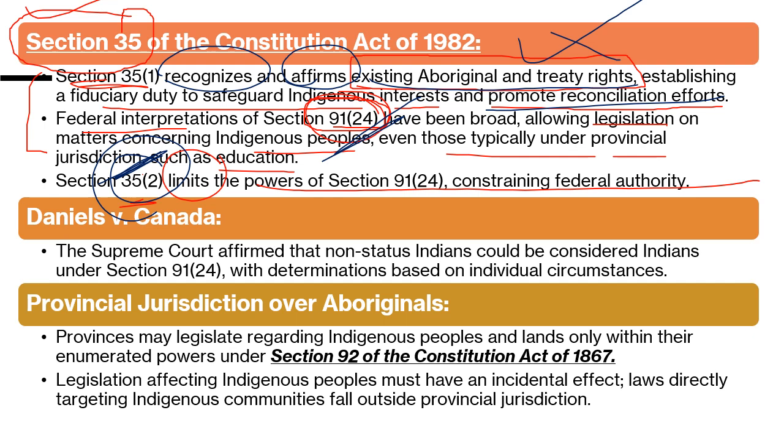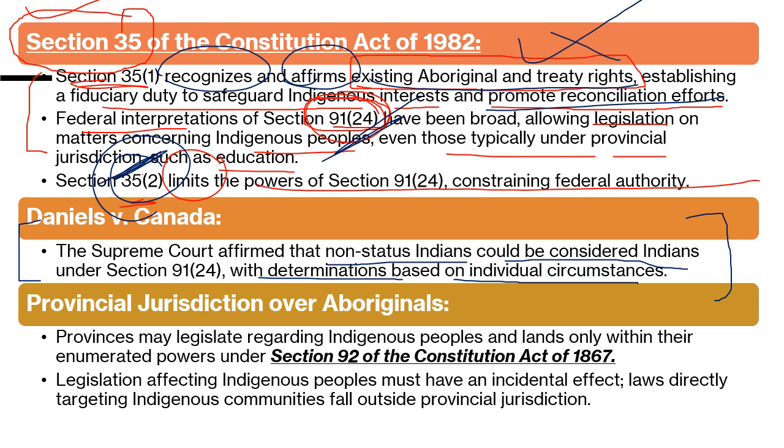So in Daniels versus Canada, the Supreme Court affirmed that non-status Indians could be considered Indians under section 91(24), with determination based on individual circumstances. So in some cases, a few non-status Indians who are not Métis, Inuit or First Nation are sometimes also considered indigenous, but it depends on case-to-case individual circumstances. So this means that this definition of Indian is progressive, not restrictive.